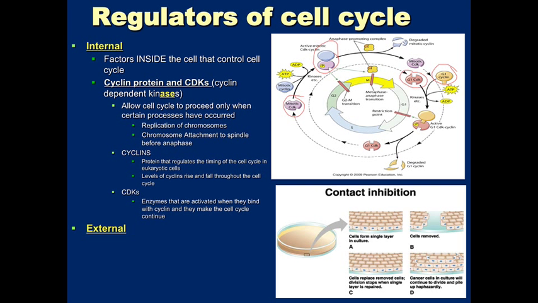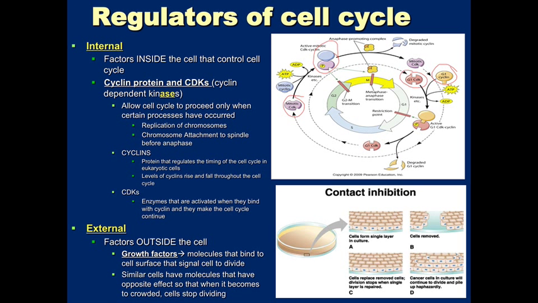External regulators are things outside the cell that are going to control the cell cycle. For example, when you break a bone, at the two ends of the bone that are broken, the cells will begin releasing proteins that will signal to the other cells across from it to start dividing. Those would be external regulators. So they're factors outside the cell that tell other cells around it to start dividing. Growth factors is a very good example of how external regulators get cells to go through cell division.